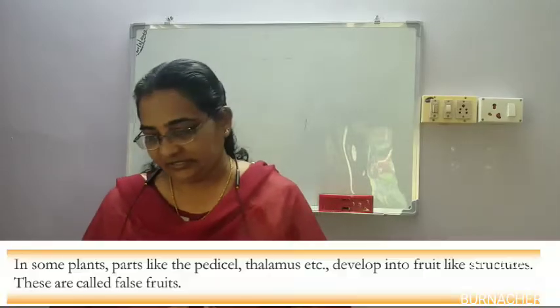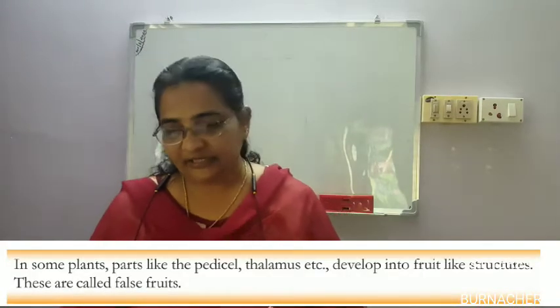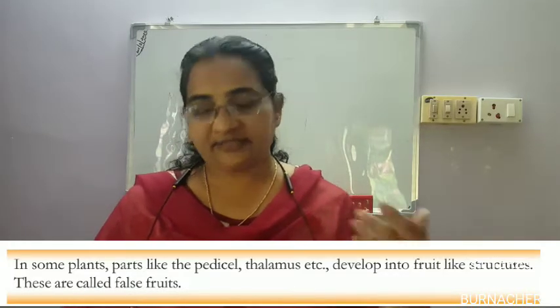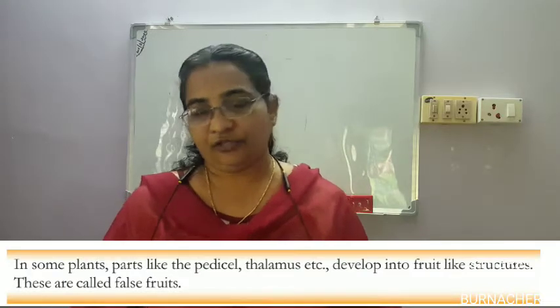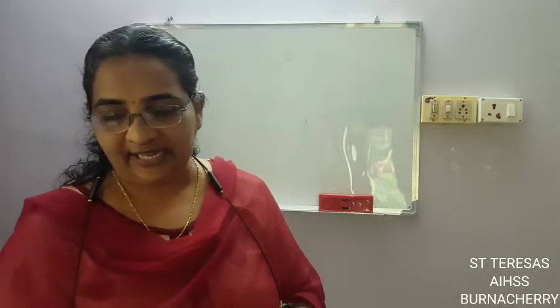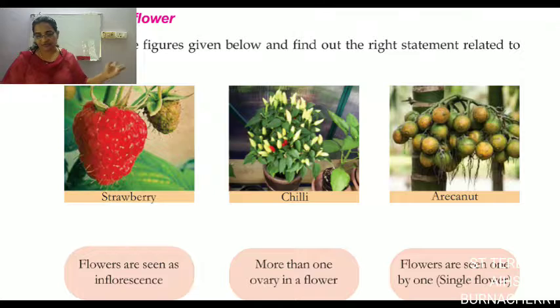Is it clear? So what is a false fruit? In some plants, parts like the pedicel and thalamus develop into fruit-like structures. Such types of fruits are called false fruits. So now in your textbook, if you look, you have a little activity to complete there. You can see 3 pictures given there, isn't it? Strawberry, chili and areca nut. Look at that and match the following. You can do it in your textbook also.